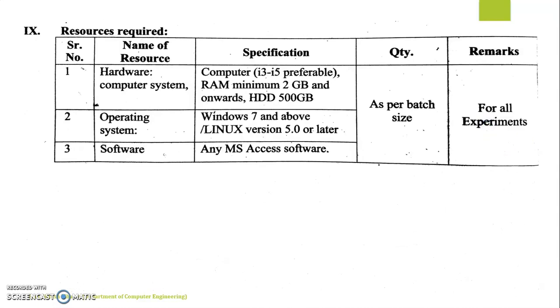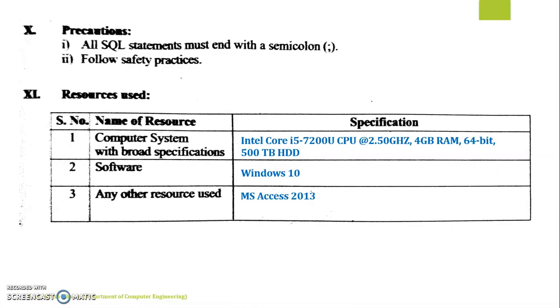These are the resources which are required: the hardware and computer system configuration, the operating system and the software that is required. This is the minimum specification, and these are the actual resources used to perform this particular experiment.